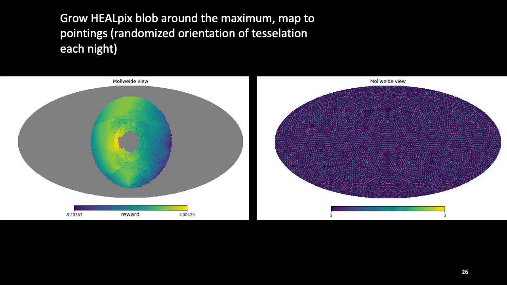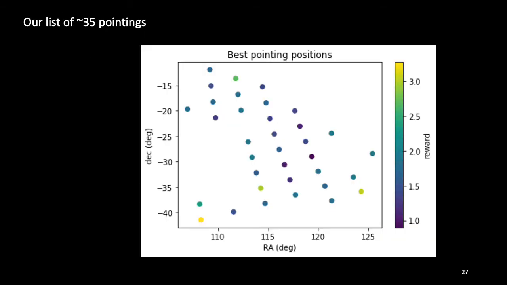So we're going to build up a list, and one of our free parameters is how big a blob we should do. The blob we select is usually something that we say will take around 22 minutes to execute. If I grow that and convert it to pointings, I get something that looks like this. Here are just points of RA and Dec where the decision function has decided it would be a good idea to point. It's about 35 points, which will take around 22 minutes to execute.